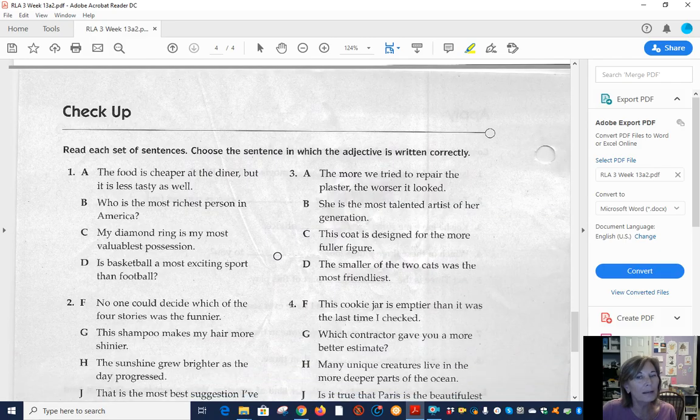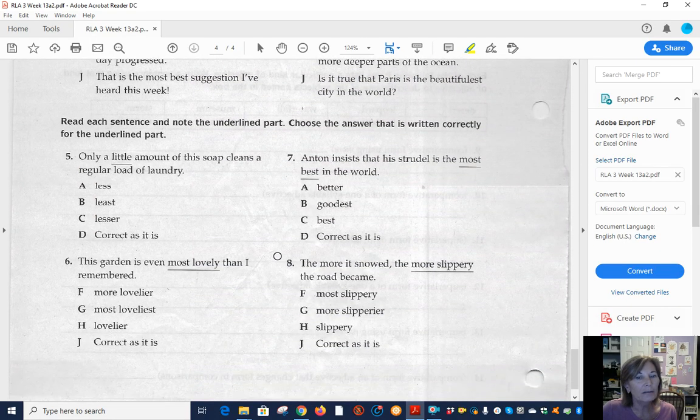And then here's a little checkup quiz at the end. Just pick the right answers.